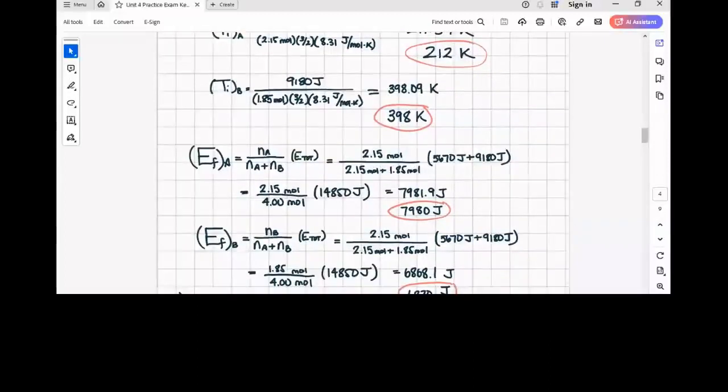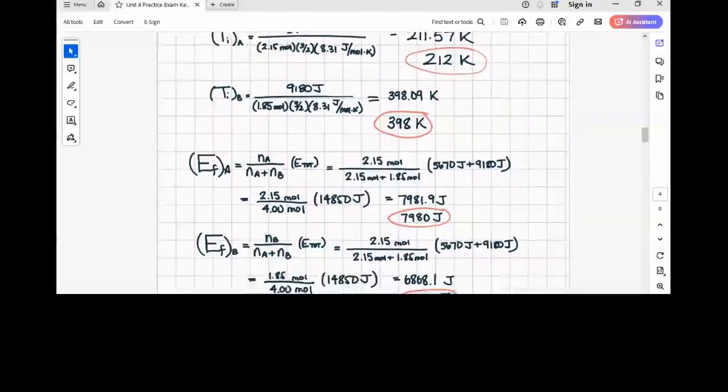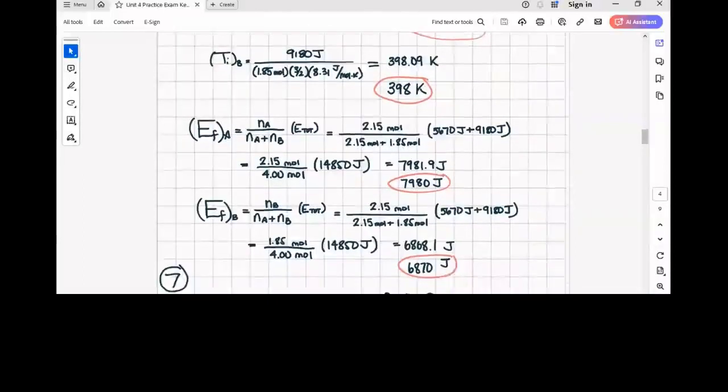On to part B. Now we're assuming that these systems are allowed to interact with one another, and we know that the equilibrium temperature that the systems both reach will have to be somewhere in between the two initial temperatures that we calculated. So somewhere between 212 Kelvin and 398 Kelvin. However, this question is asking us for the final thermal energies. We could take this one step further and determine what the final temperatures of each system would be, but we would just get the same number twice.